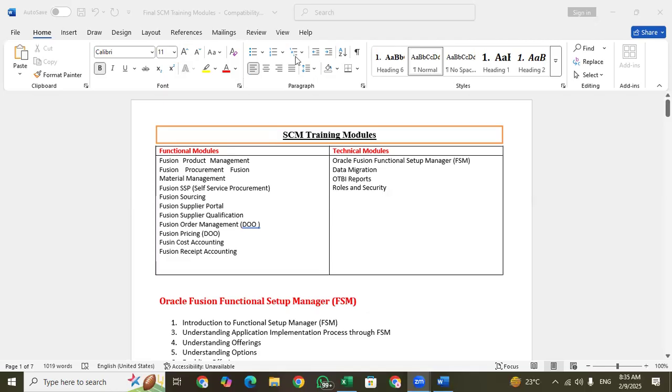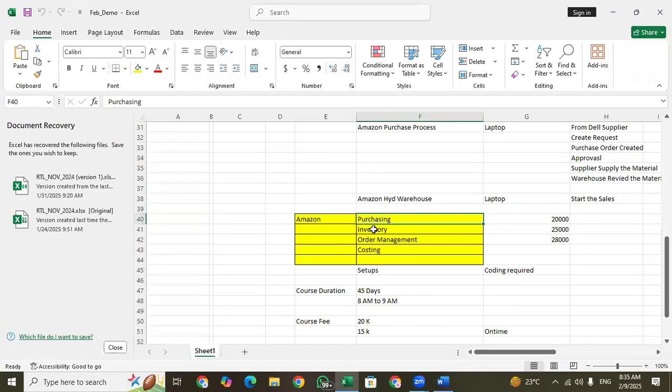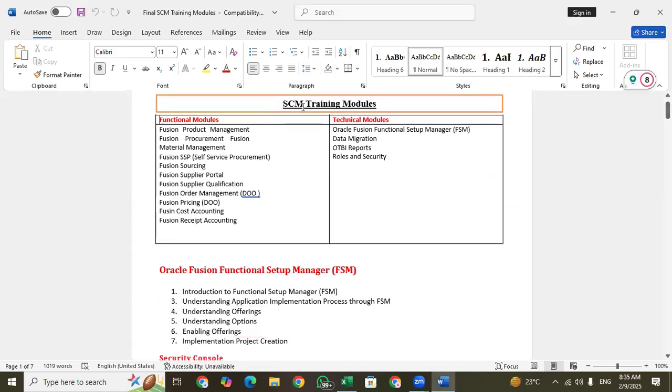So today's session is just module familiarization. Yesterday we had a module discussion, but it was not in depth. The things we are going to discuss are purchasing, inventory, order management, and costing. I am going to discuss the familiarization of these modules. This is the training module we are dealing with to complete our SCM training, so basically we are dealing with 5 modules.